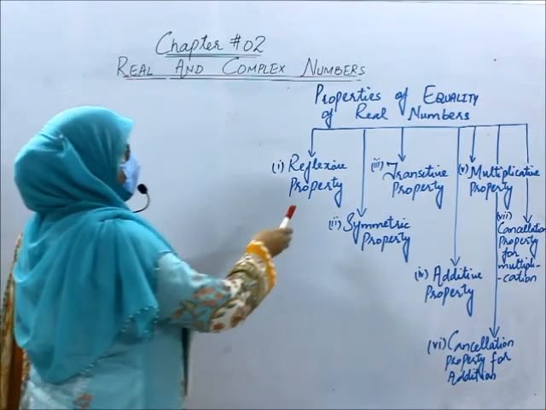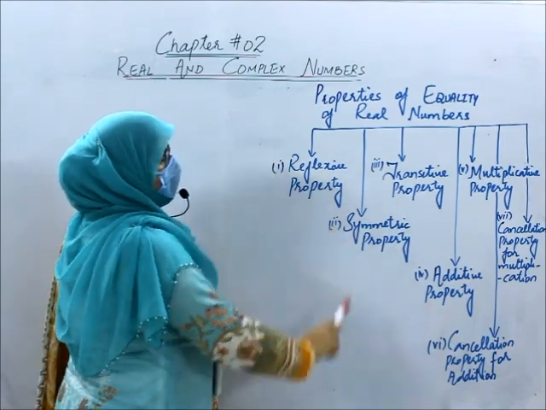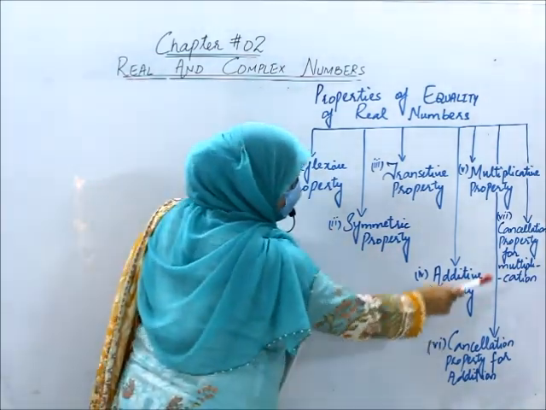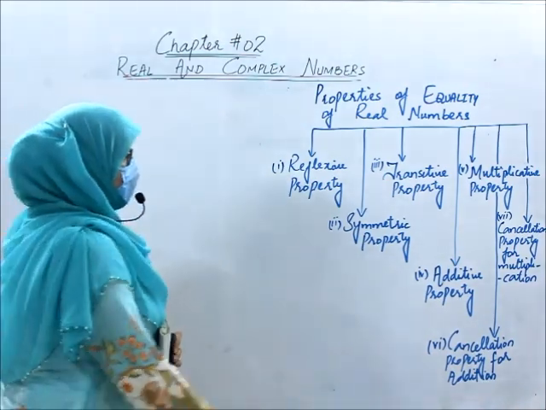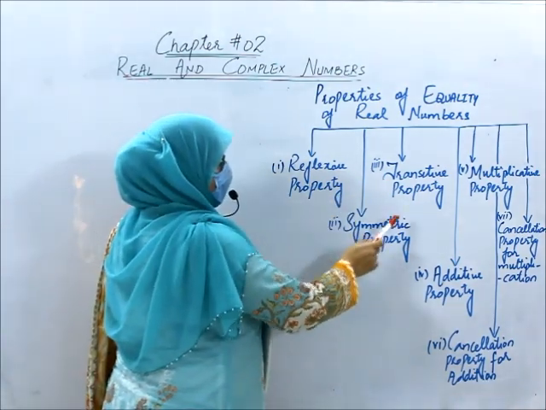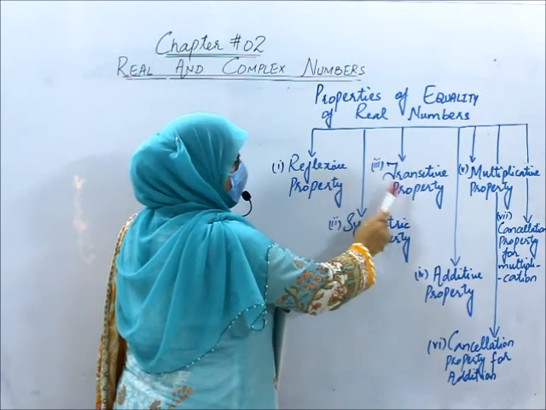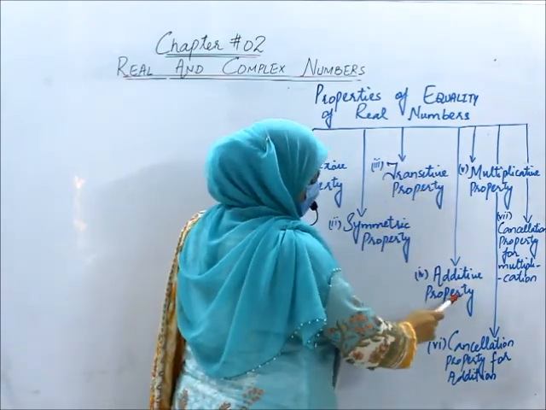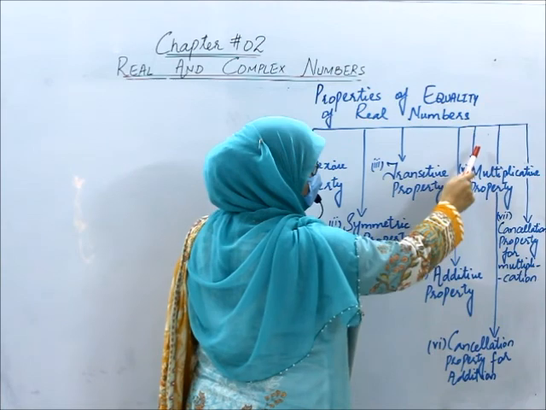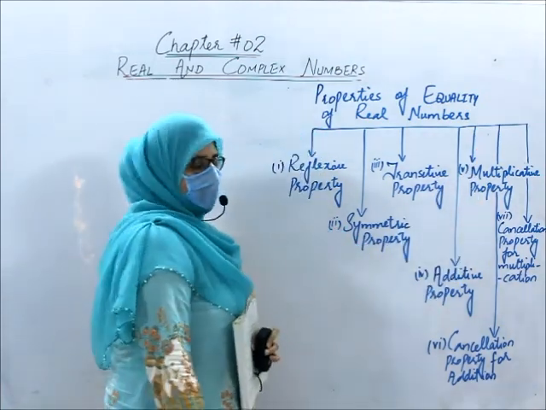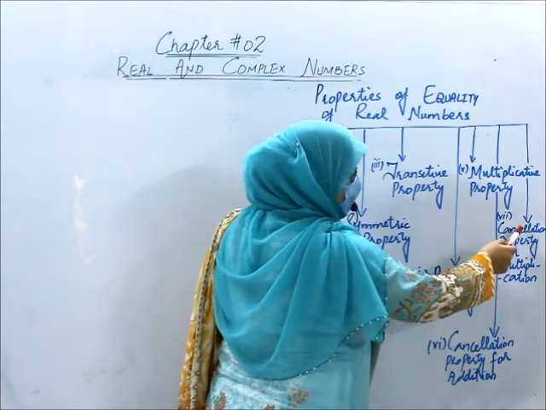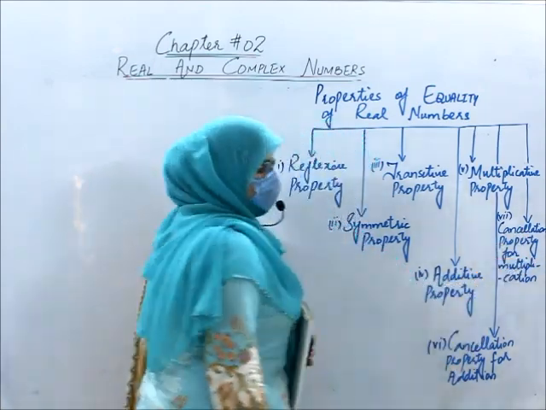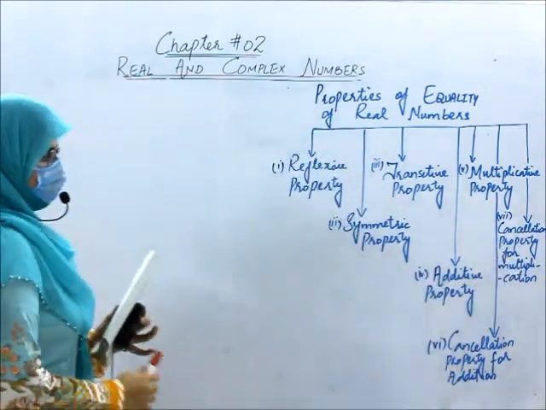So, how many properties of the equality of real numbers are there? There are 7 properties. The first is the reflexive property. The second is the symmetric property. The third is the transitive property. The fourth is the additive property. The fifth is the multiplicative property. The sixth is the cancellation property for addition. And the seventh is the cancellation property for multiplication.